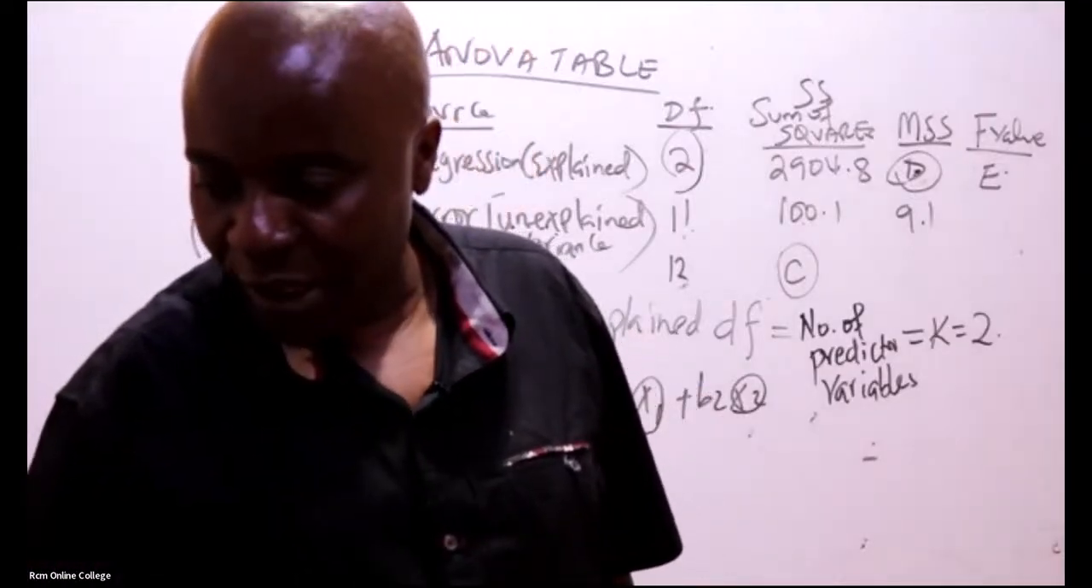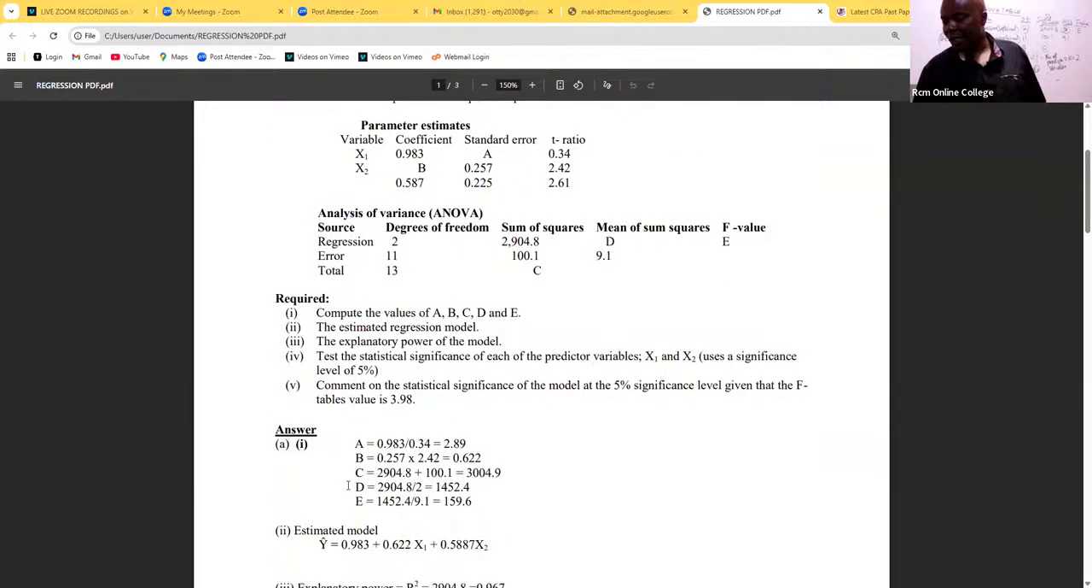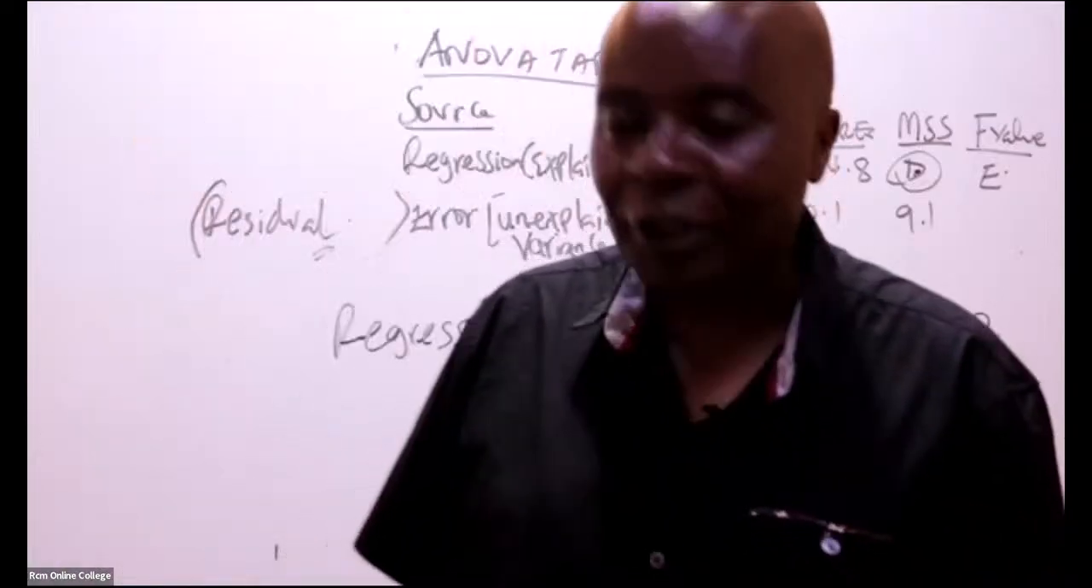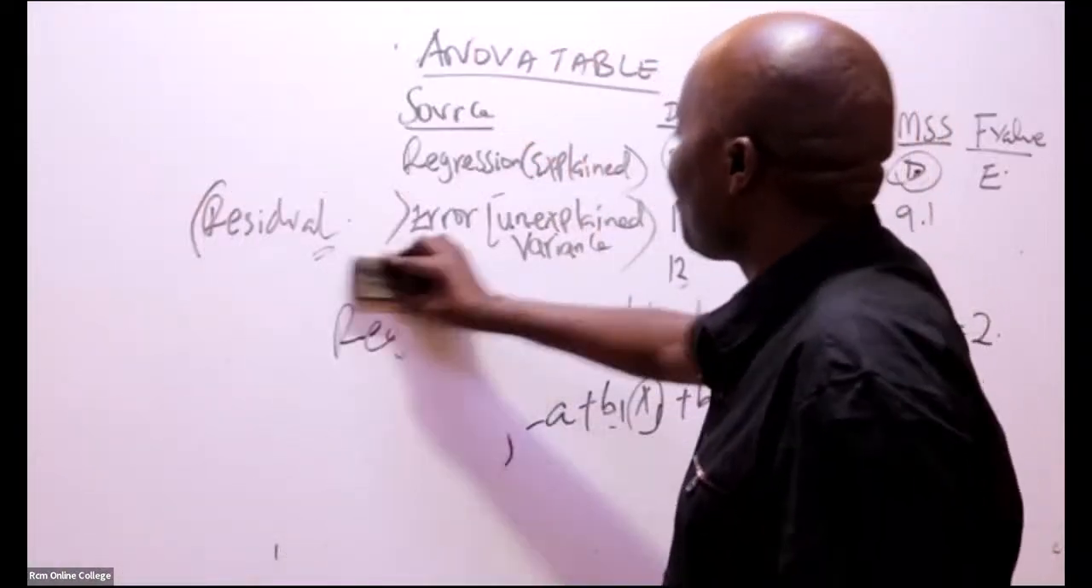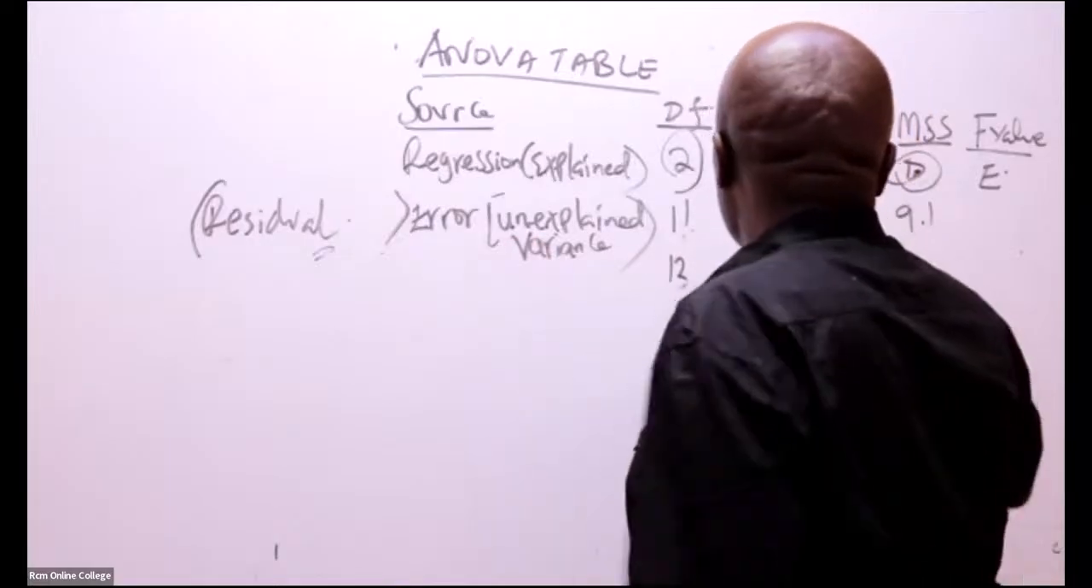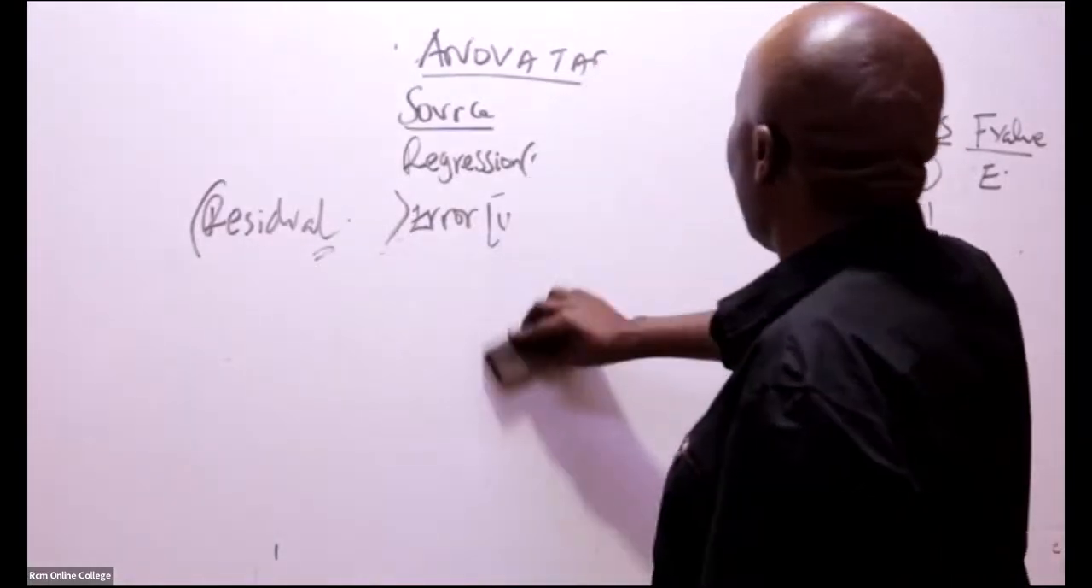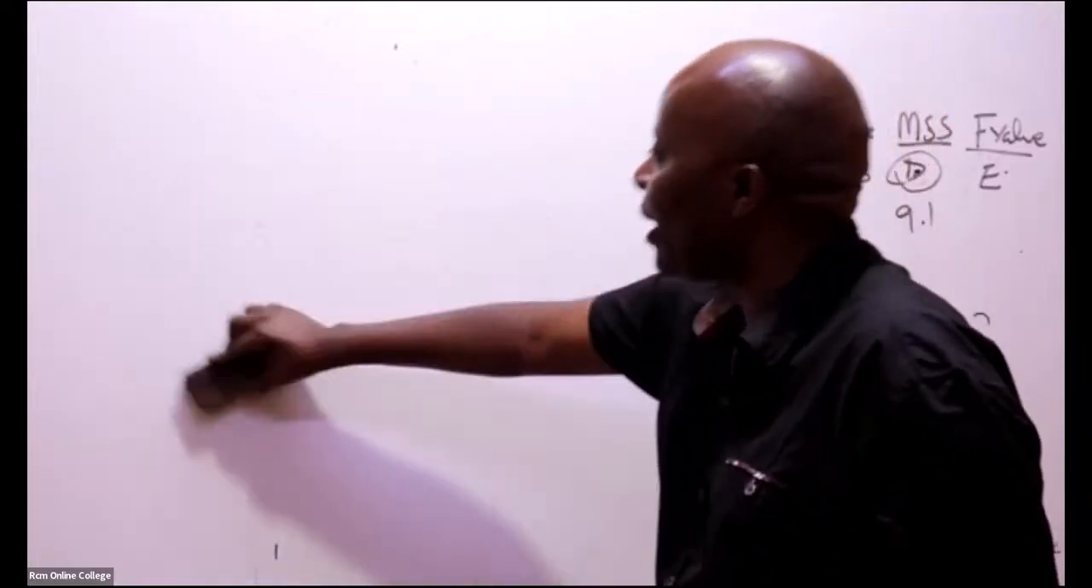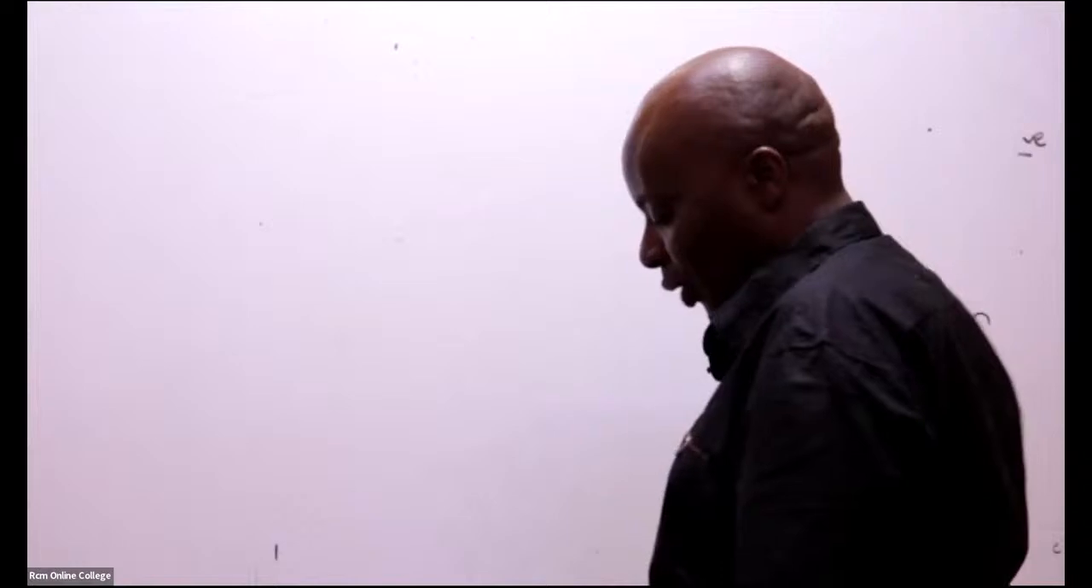So the next question, ladies and gentlemen, what are they telling us here? They want us to test the significance of each of the predictor variables, x1 and x2. And they want us to use a significance level of 5%. In regression analysis, there are 2 types of hypothesis tests.